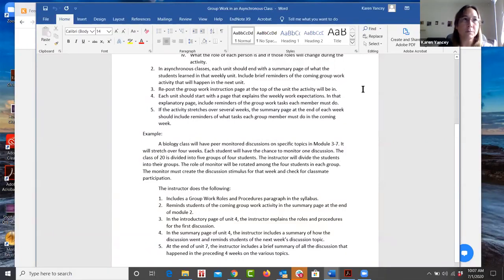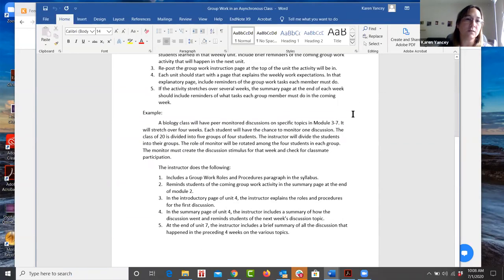So having a preliminary page and a summary page in each module, which is a different topic area, is a good idea, because in that prep page, you can prep them for the group work in that module. In the summary page, you can prep them for the next activity that's coming up in the next module. So what you're essentially doing is giving them information in different locations and at different times.